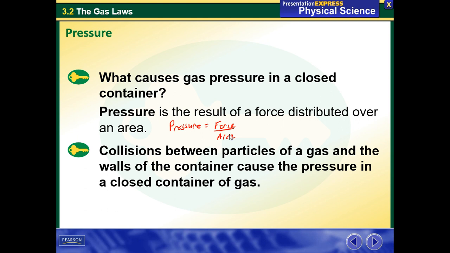This is going to occur whenever you push against something. Your push is the force, and then however big the object is you're using to push is going to be the area. So what exactly causes pressure? Well, anytime gas particles collide with the walls of the container, they're causing pressure within that closed container. It also includes collisions that happen between the gas particles within that container as well.